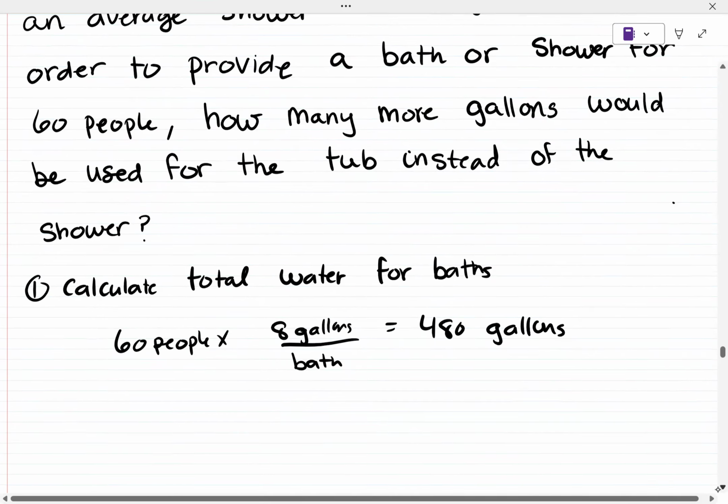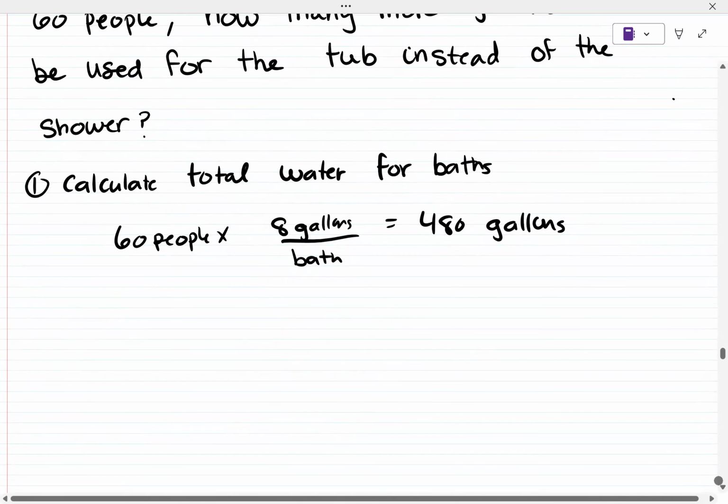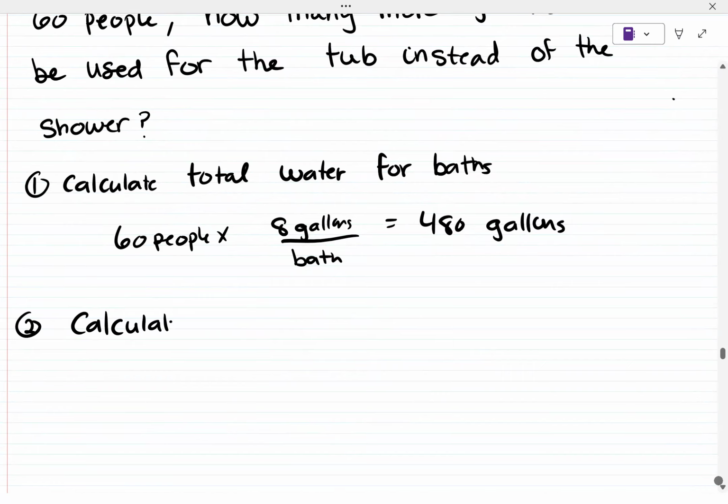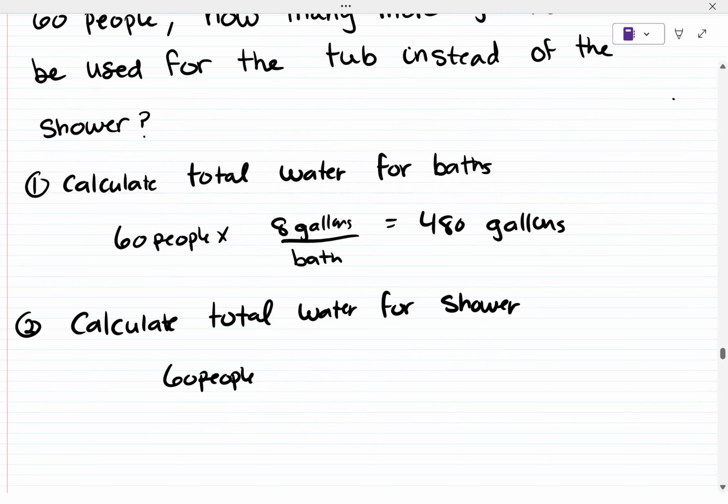Okay, step two, I'm going to calculate total water for shower. So it's going to be 60 people times 6 gallons per shower. And you get 360 gallons.